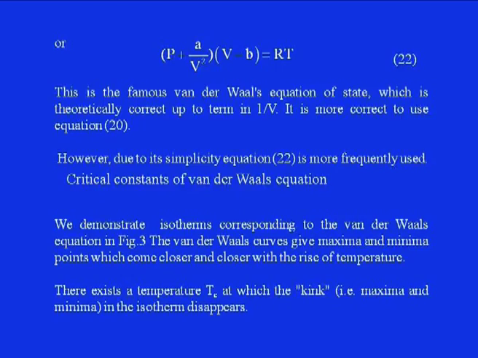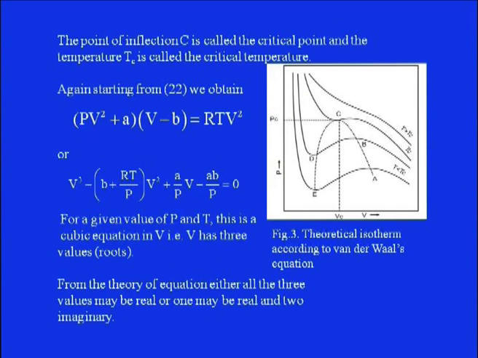So, here we learn two or three things. There exists a temperature Tc, which is the critical temperature, we will discuss it later, at which this kink, the maxima or minima in the isotherm, disappears. Another point, the point of inflection C, is called the critical point, and the temperature Tc is called the critical temperature, at this point C.